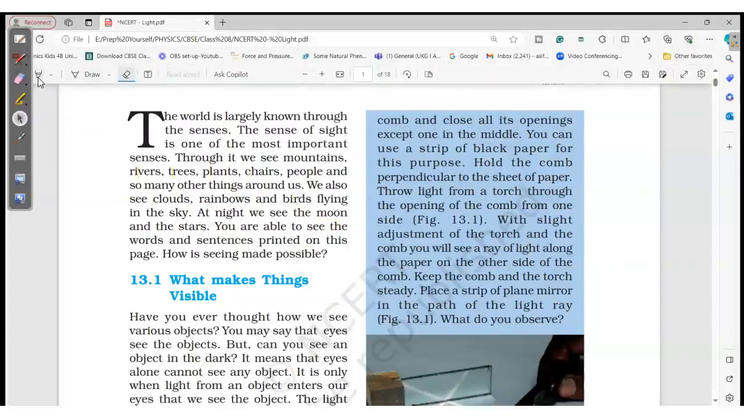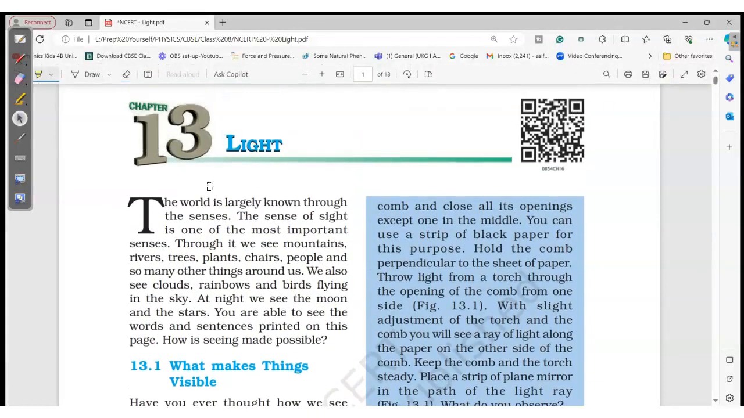Hello everyone. Today we are going to do chapter number 13, that is light, from your NCERT chapter. So before I go into the details of the chapter light, tell me, during the daylight we see a lot of objects around us, right? Like maybe rivers, trees, plants, chairs, people, a lot of things around us, everything that we see in our home, outside our home, in the sky we see the clouds, rainbows, birds flying. At night we are able to see moon and stars, right?